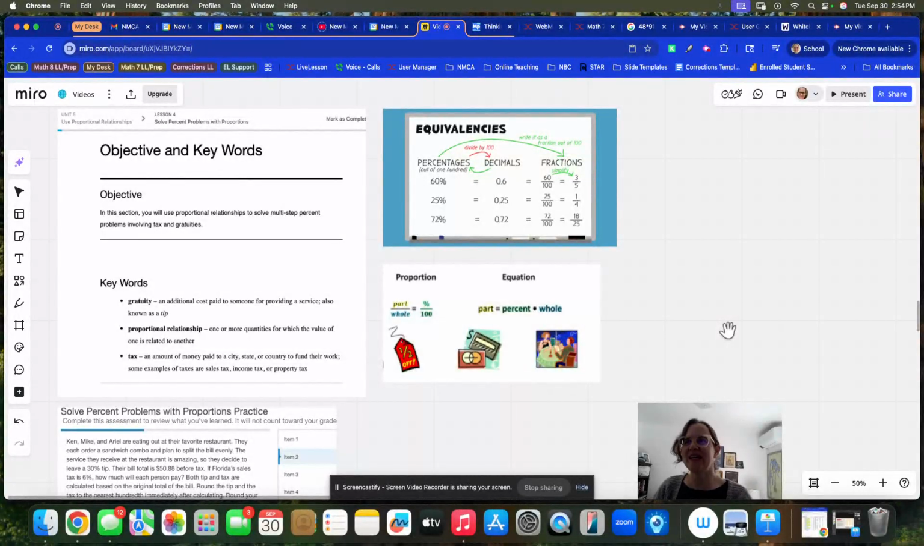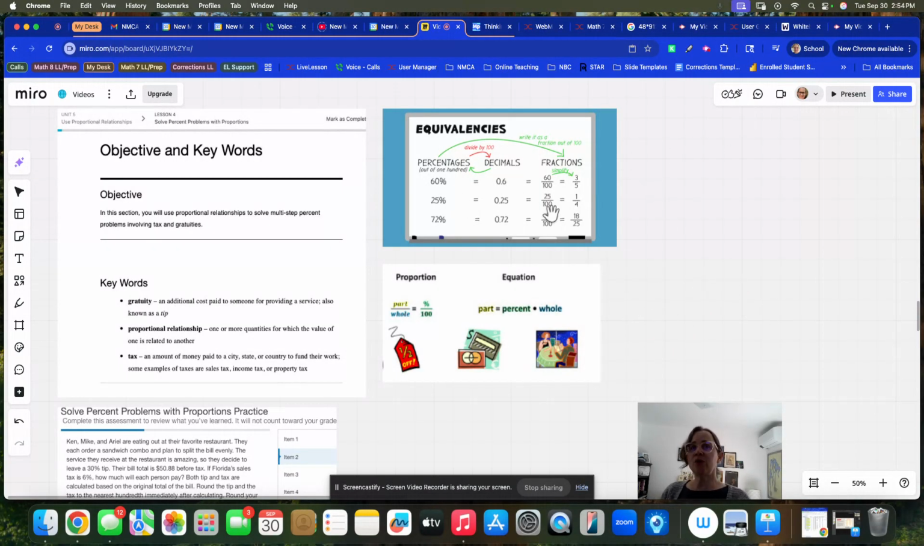Hey everybody! So this lesson, lesson 4, solve percent problems with proportions. This is probably the most commonly used application of proportions, looking at percentages, finding tax and tip and discounts and that kind of thing. We're also going to be covering percent of change, which is becoming more and more common. I hear it a lot in the news. I hear it sometimes in advertisements, so it's good to know how it works.